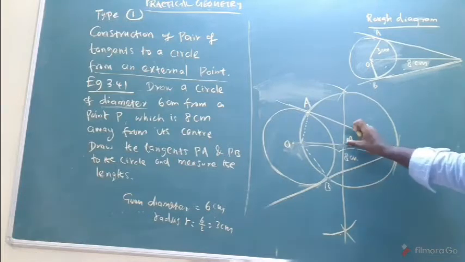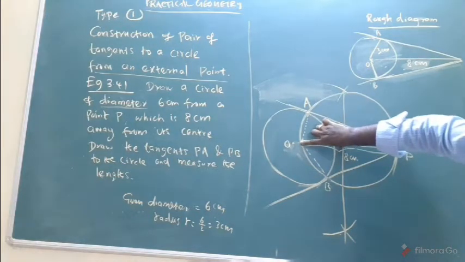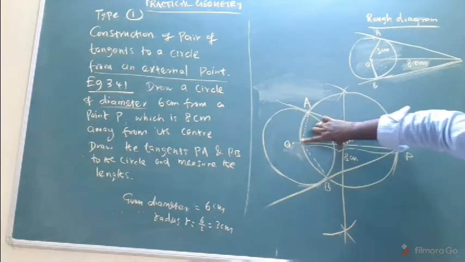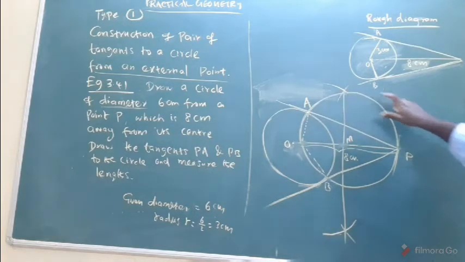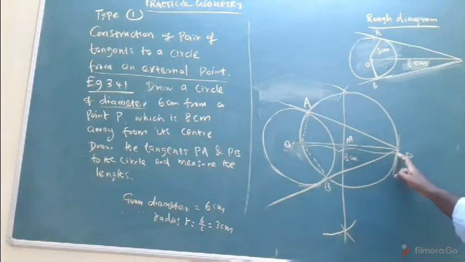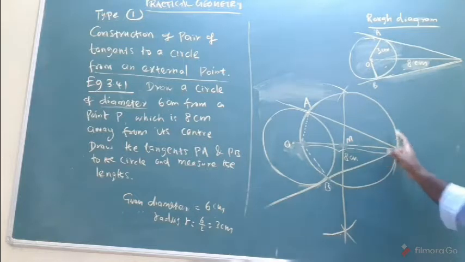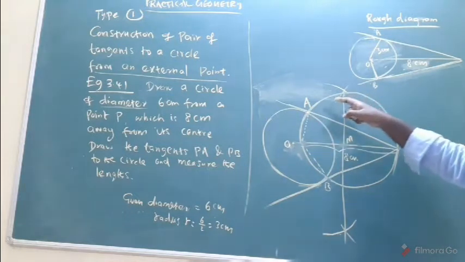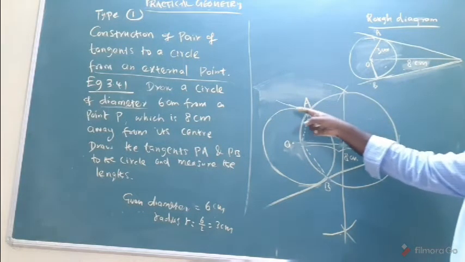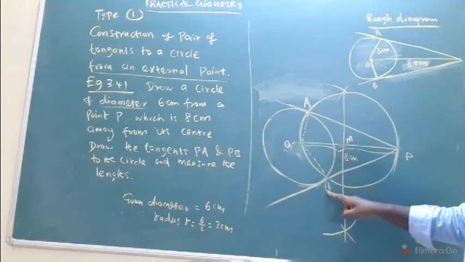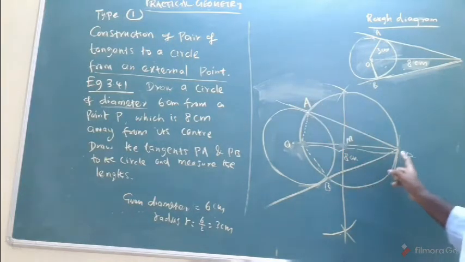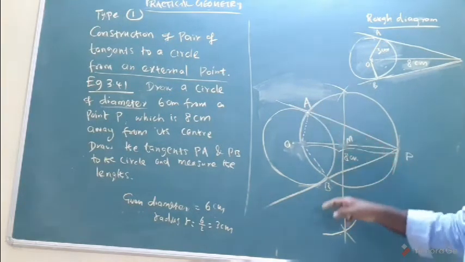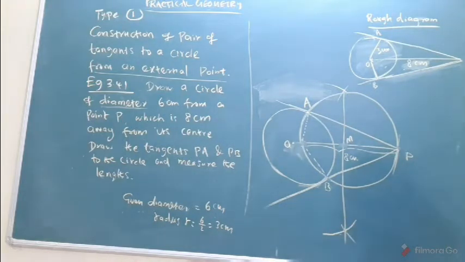Now again with M as center and OM as radius, draw a circle. Definitely the circle passes through O and P. That's important. This end and this end. Definitely a complete circle. Further, it intersects the previous circle at A and B. Join P to A, P to B. PA and PB are the two tangents. That's all. This is the idea.